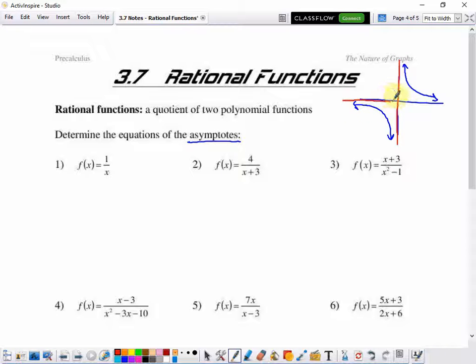And here's a horizontal asymptote. On its end behavior, on the right, it'll get infinitely close, but never touch the x-axis. And on the left side, same thing. It'll get infinitely close, but never touch it.